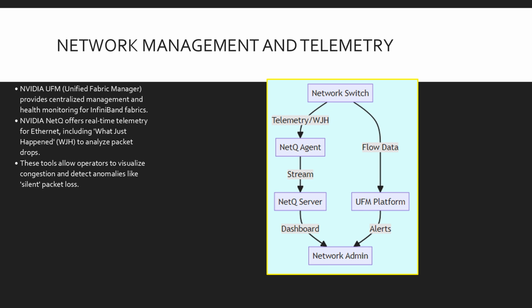The network switch generates raw telemetry and WJH data. This is picked up by the NetQ agent or sent to the UFM platform. This data is processed and presented to the network admin on a dashboard. This loop allows the administrator to see real-time issues, rather than waiting for user complaints about slow training jobs.